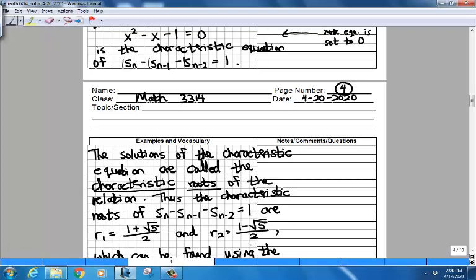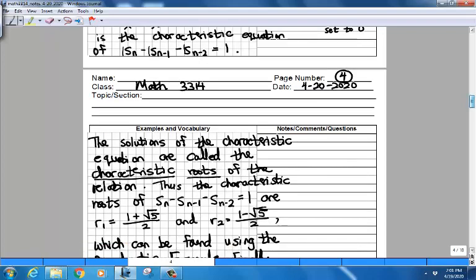Okay, and again, those are referred to as the characteristic roots of the recurrence relation. So this is the characteristic equation for the recurrence relation. The solutions to the characteristic equation are called the characteristic roots of the recurrence relation. And I'm going to use those roots to help me solve the recurrence relation in a moment. That's why I'm going through all of this process here.